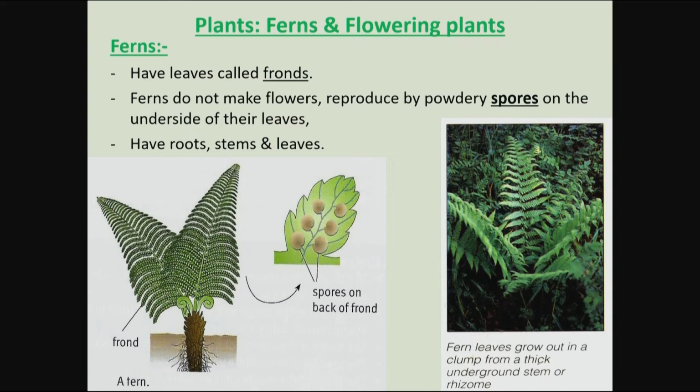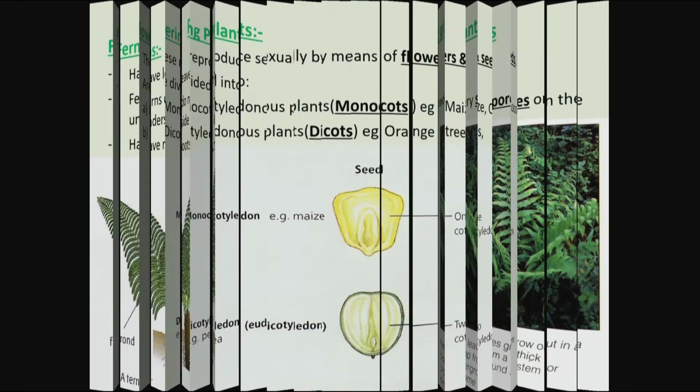The ferns do not make any flowers. They are non-flowering plants. But they normally make some powdery spores, especially underneath their leaves. These spores, when they fall onto the ground, grow into new fern plants. They have proper roots, stems, and leaves.